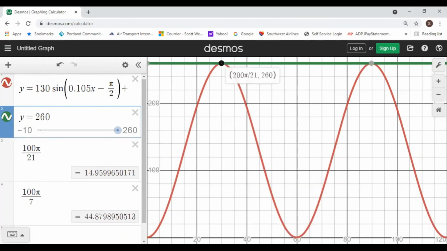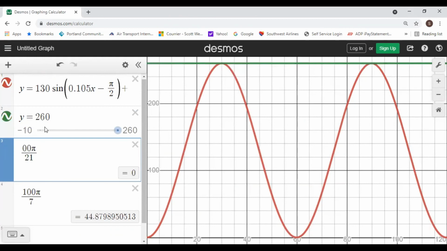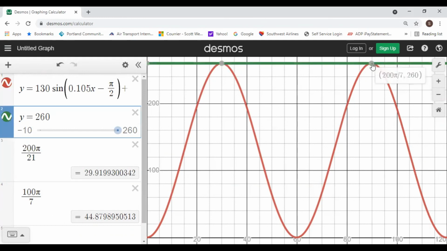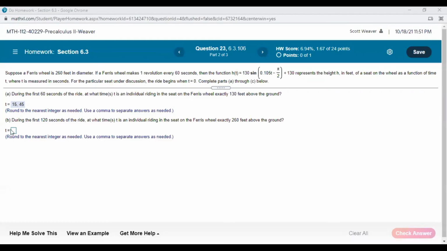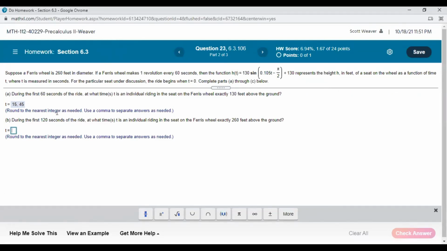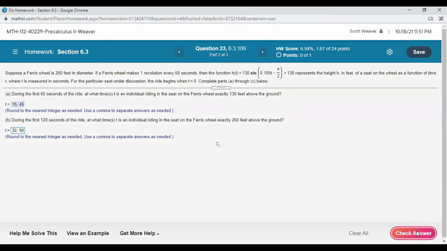So you get 200 pi over 21, so basically exactly double this previous one. So that's 29.9, so really 30 if it's going to have us round to the nearest integer. And the other one is 200 pi divided by 7. That's going to be 90 if we have to round to the nearest integer. So back here, 30 and 90. They were each just double the previous answers, like so.